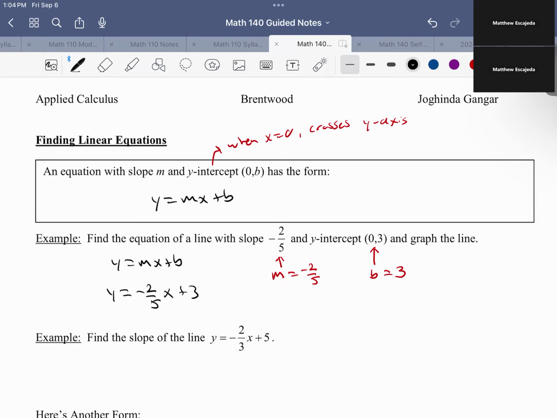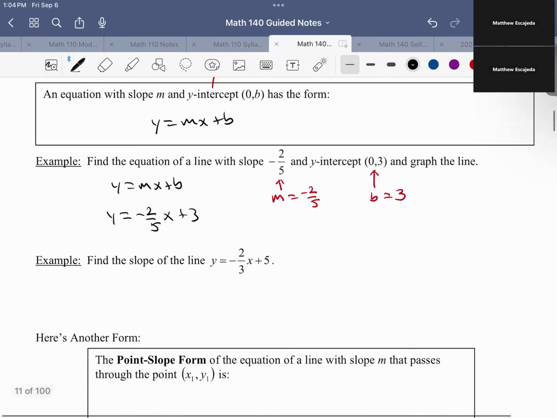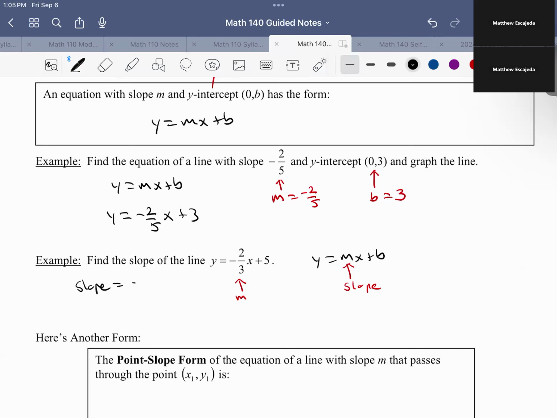Now find the slope of the line y equals -2/3 x plus 5. Remember, y equals mx plus b. M is my slope, so this here is my m. So my slope equals -2/3.